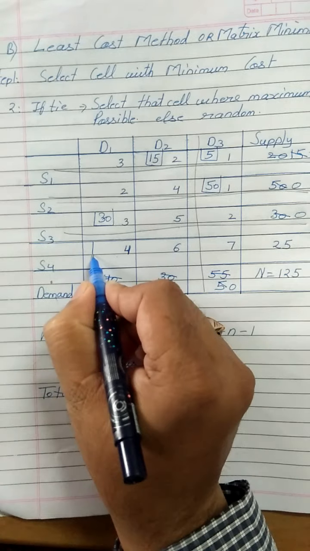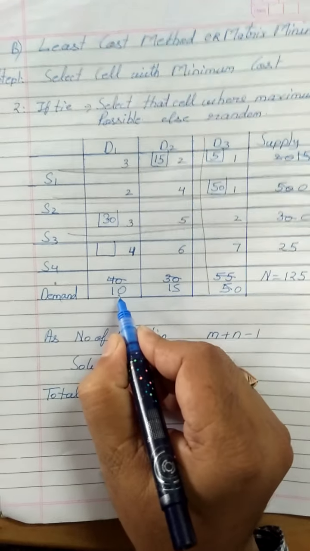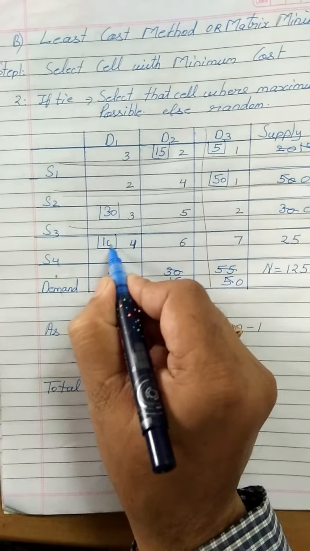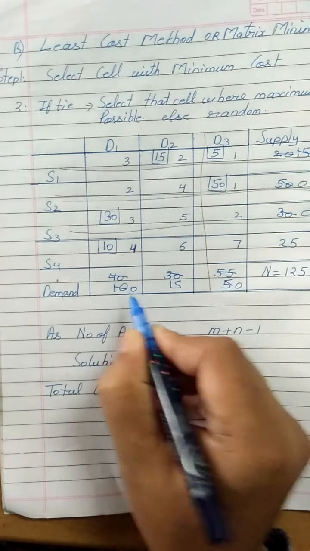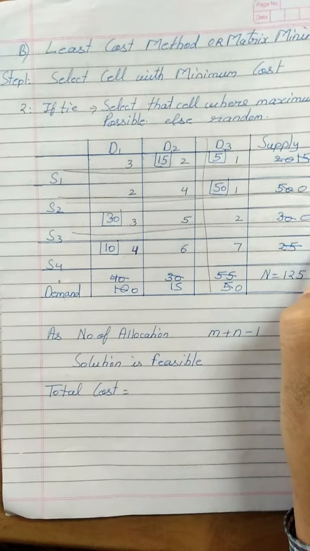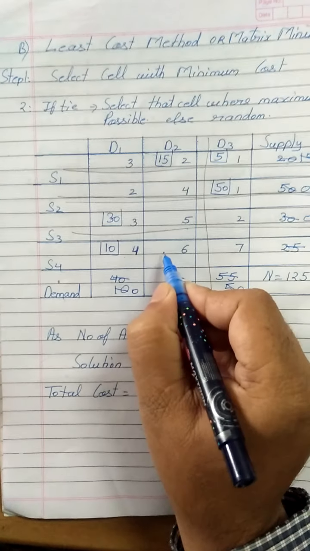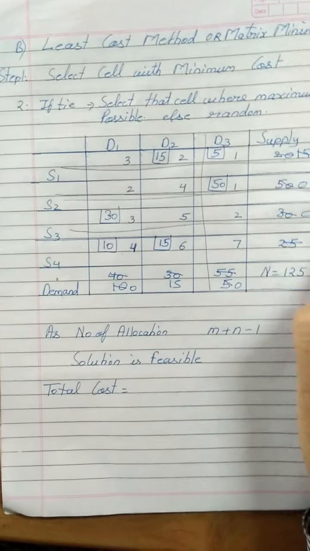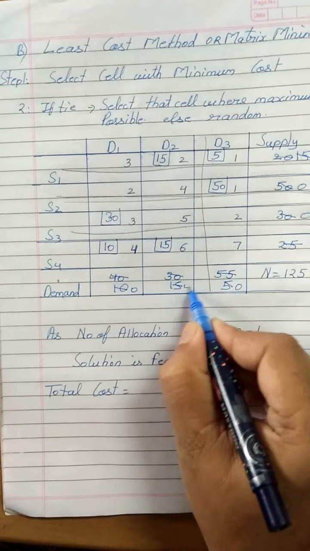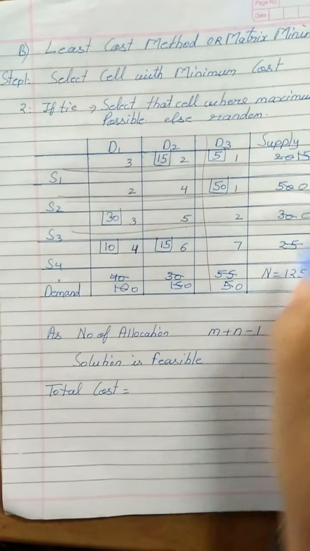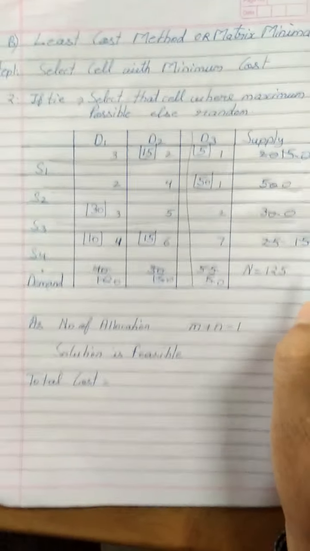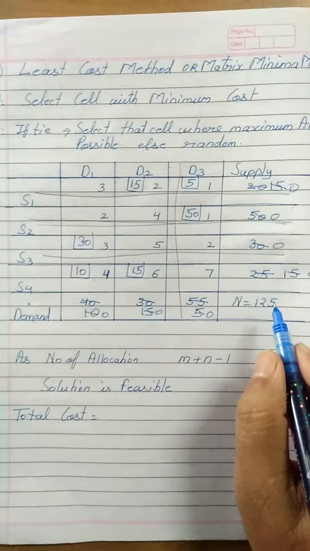Now select this 4 first, as it is the least cost. Its demand is 10, supply is 25, but we can give only 10. Reduce this to 0, and this will be reduced to 15. Now only one cell is remaining, so give 15 and reduce it to 0. Now all the supply and demand values have become 0. That means total supply and total demand are fully exhausted. We cannot make any more allocations.